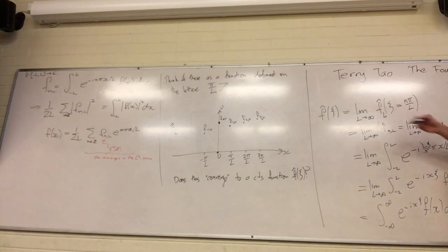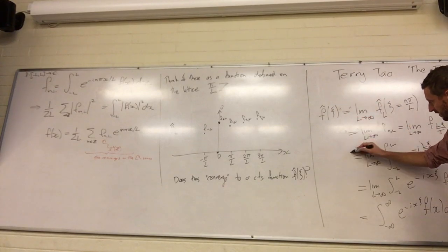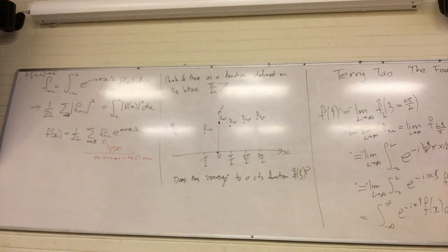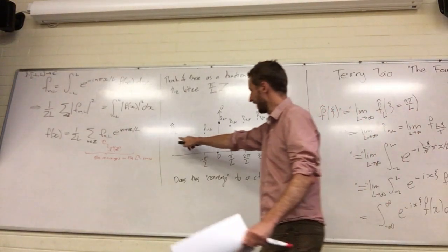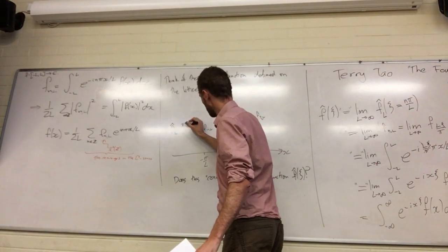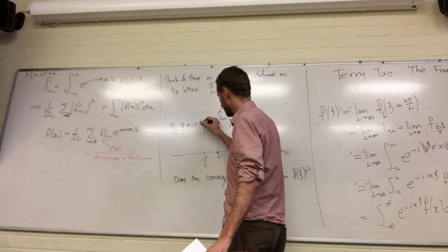Now, I should have put all of these equals signs at this point in quotes. It was all a bit fishy what we were doing, thinking about these functions, otherwise if I'd ever taken limits anyway. What's f hat L? So f hat L is this function that's only defined on this lattice, pi over L multiples of integers, to the complex numbers.